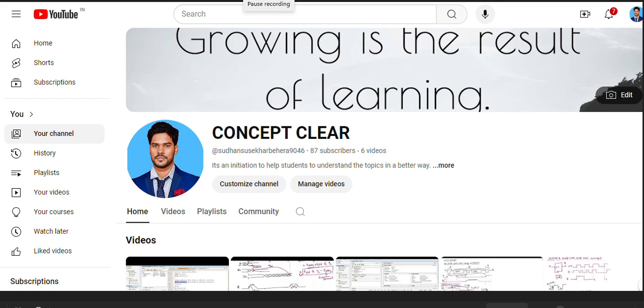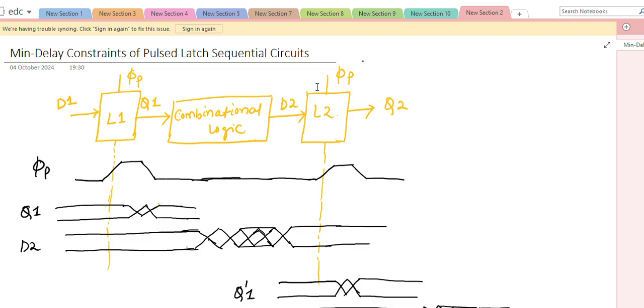Today I'm going to make a video on how to find the minimum delay constraint expression for pulsed latch sequential circuits. We'll discuss how to derive the contamination delay of the combinational logic so that you will not get any output error at the second stage of the sequential circuit. Let's go to the topic.